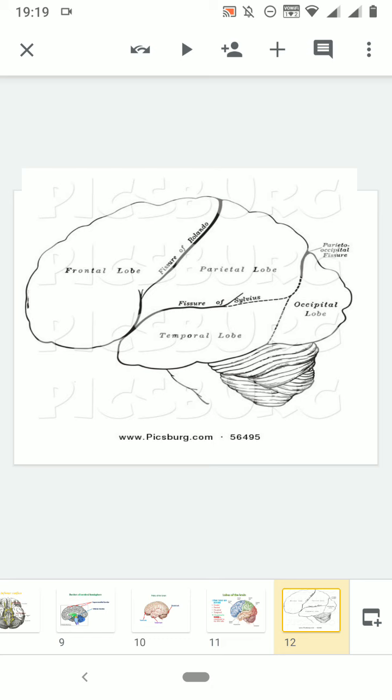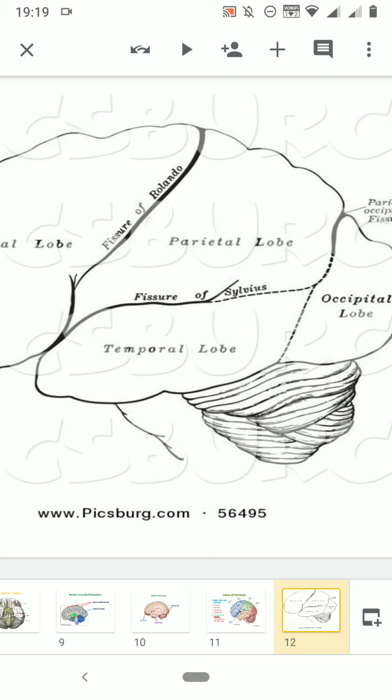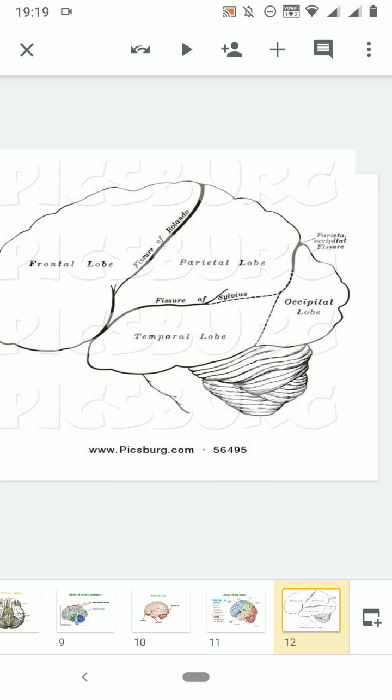Now there is another lobe which lies deep to the fissure of Sylvius. If you retract the fissure of Sylvius, you can see a structure deep to it which is called the insula. Okay, so that is also called the 5th lobe.